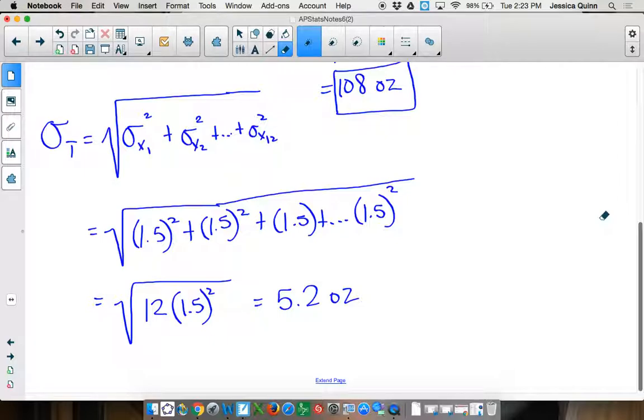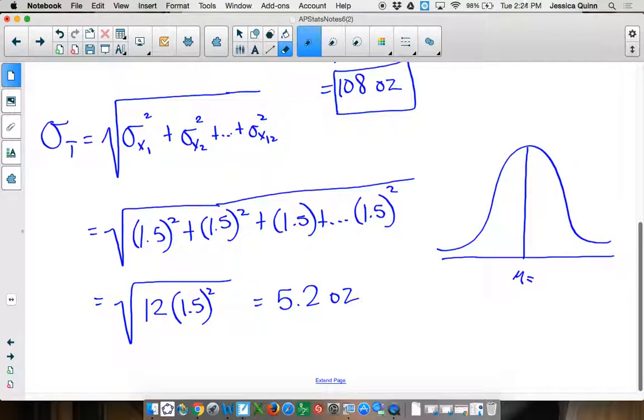So now, what was the question? Probability that the sum of the 12 apples is less than 100 ounces. So the probability that our total weight of our apples in our bag is less than 100. Now what are we going to do? Can we do normal CDF? Yeah, it's normally distributed, and they're all normally distributed. So if we're adding them all together, we're still going to end up with a normal distribution, right? Okay, so for T, the mu of T is 108, and our standard deviation is 5.2. And I want to know the probability that it's less than 100. So there's 100.